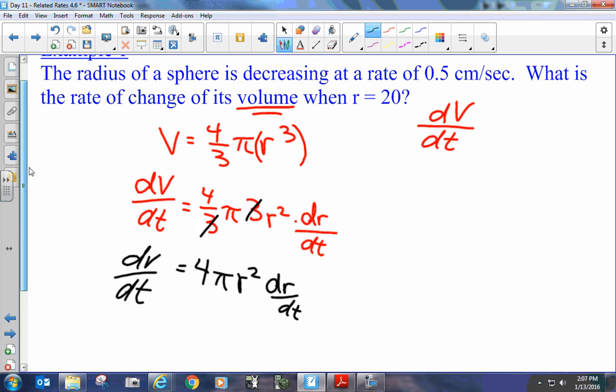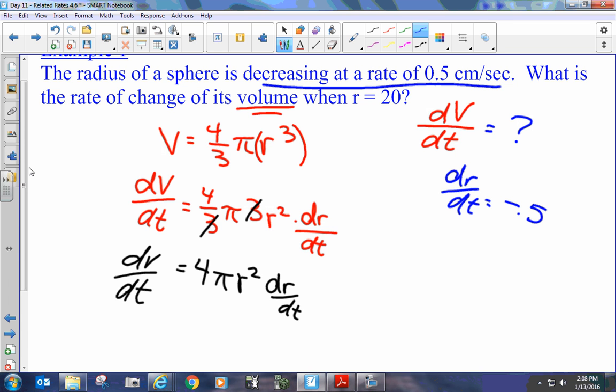Well, what does it give us now? The radius of the sphere is decreasing at a rate of 0.5. What do you think that represents? It is dr/dt. They give us dr/dt, which is negative 0.5. Negative simply means it's decreasing. When we get an answer that's negative, we just say it's decreasing. Okay? And what else do they give us?